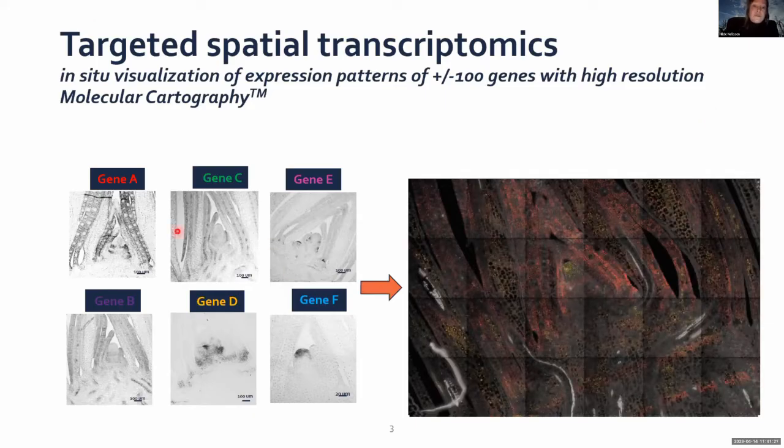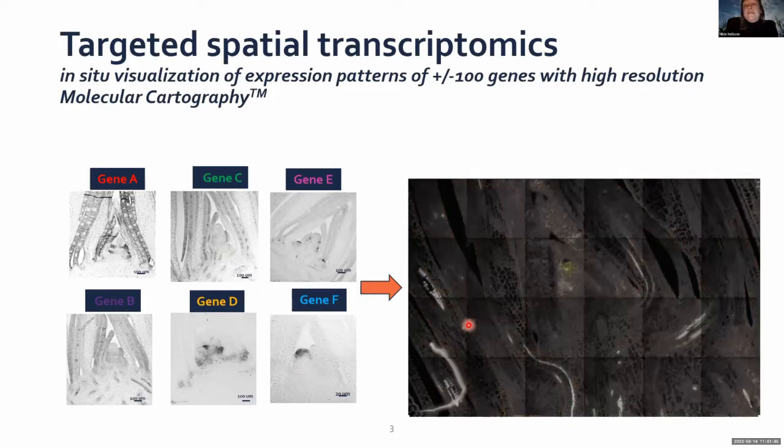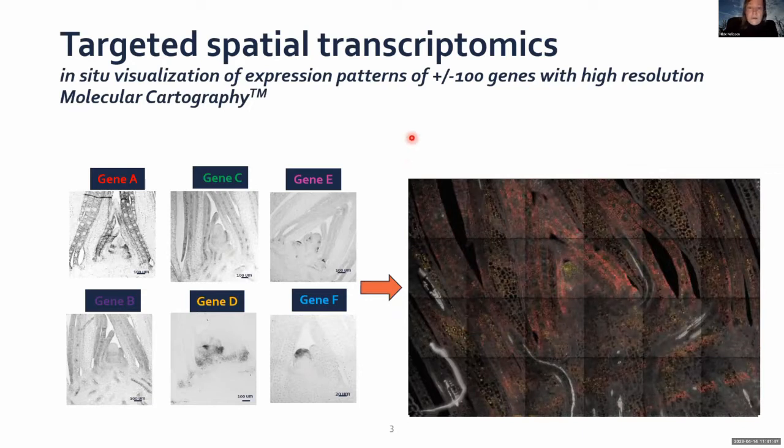So if you were to do this with in situ hybridizations, you're always working on different sections, even if it's the same tissue, and it is very difficult to allow the comparison. While if you use a targeted spatial transcriptomics approach, or even an untargeted, you can visualize transcripts simultaneously in the tissue context.